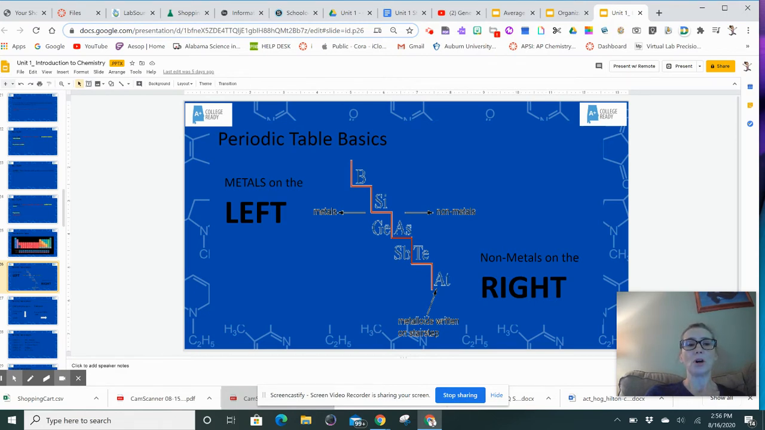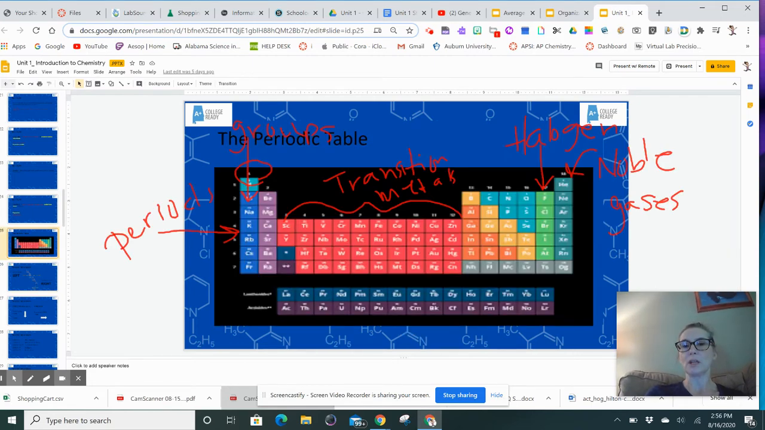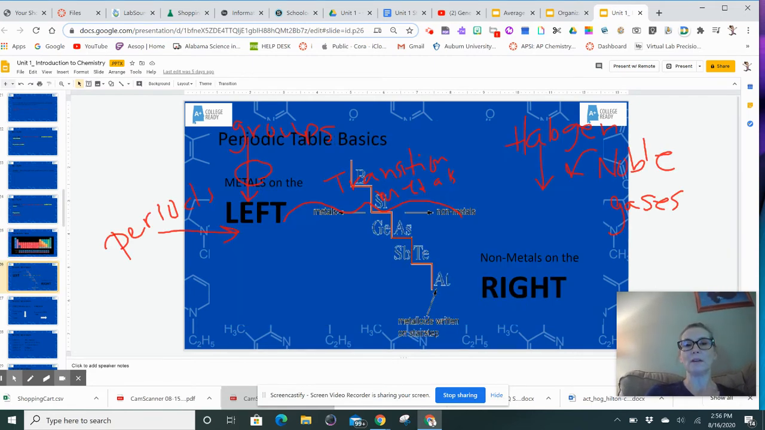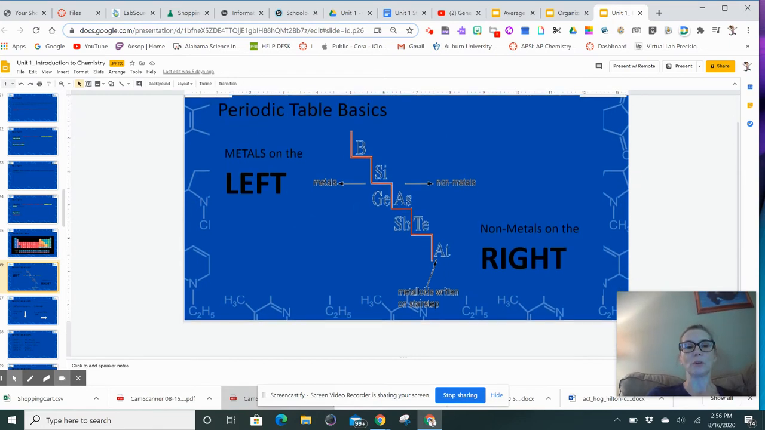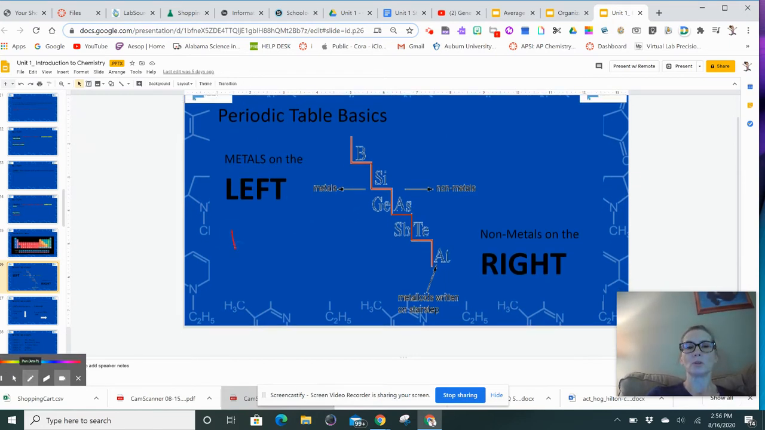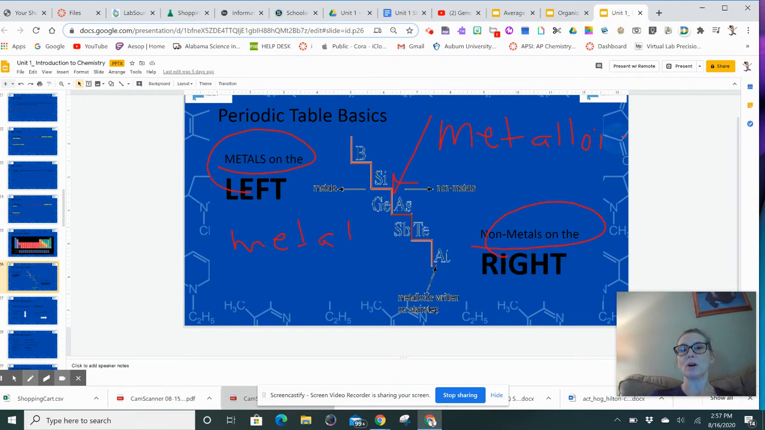Okay. So on the left of this little stair step that you see here, on the left of that stair step, we have all metals. On the right of that stair step, we have all of our non-metals. So metals are on the left, non-metals are on the right. We call that stair step the metalloids because they have properties of both metals and non-metals.